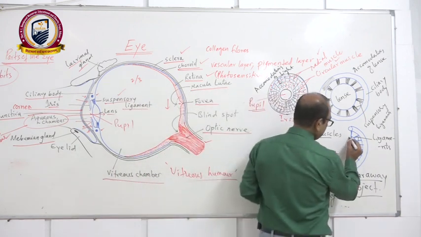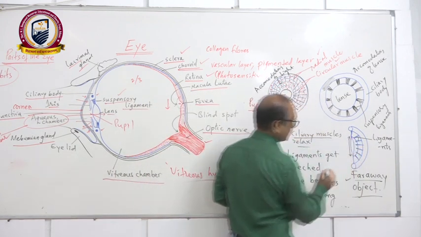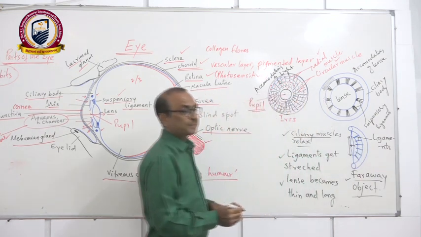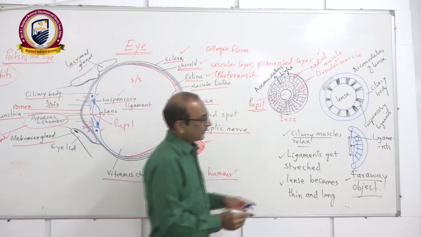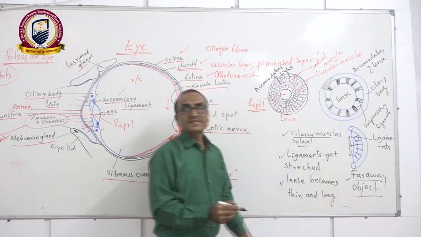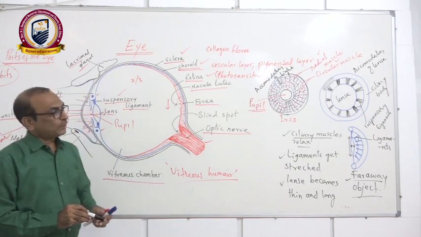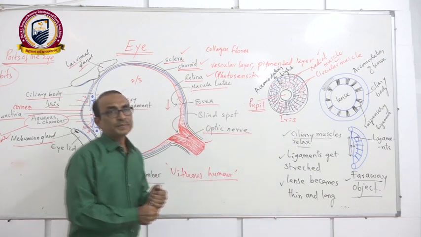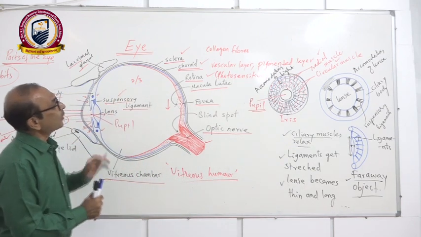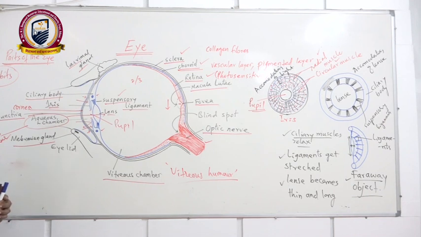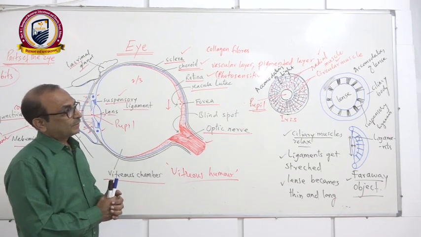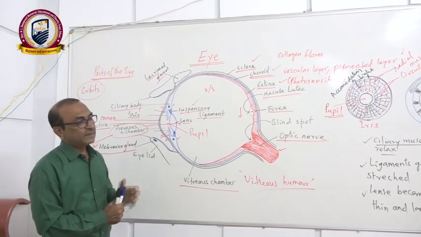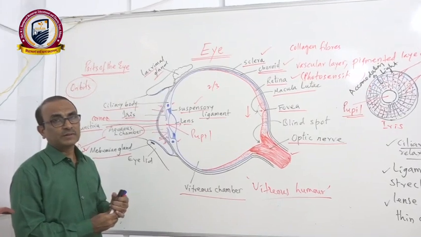See, its length has increased and it has become very thin. So that is how the accommodation of lens takes place, so that we are able to see both near objects and far objects by this adjustment. So with this we have learnt about the structure of the eye. We'll take up next the vision, how actually the vision is brought about, the mechanism of vision, in the next video.